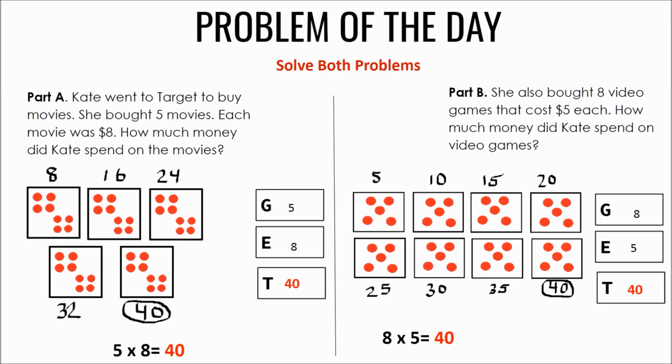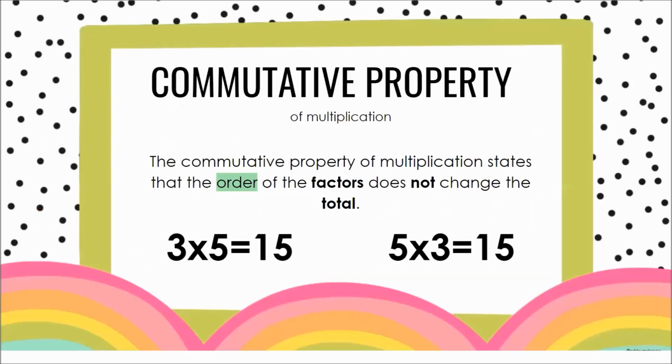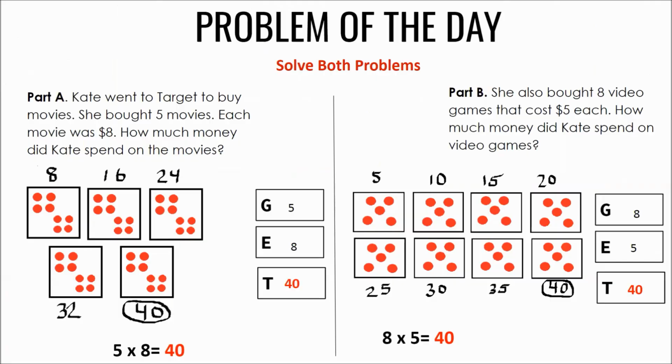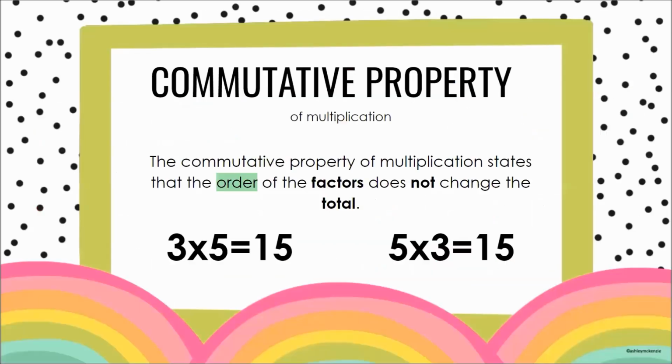They both have the same answer, which brings us to our first multiplication rule, the commutative property of multiplication. This tells us that no matter the order that the factors are in, the total never changes. So 3 times 5 equals 15, but 5 times 3 also equals 15. Remember, in the last problem, the model looks different, but the total is the same. When we're just writing equations, we can flip-flop those factors and still get the same total.